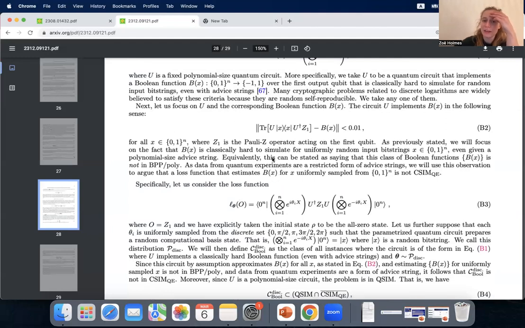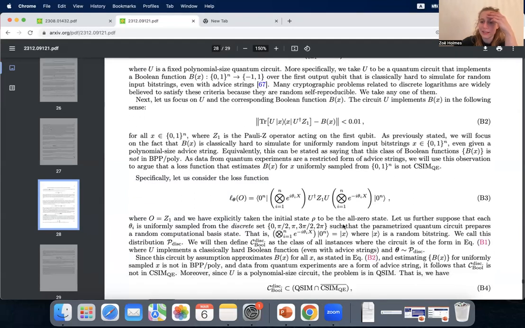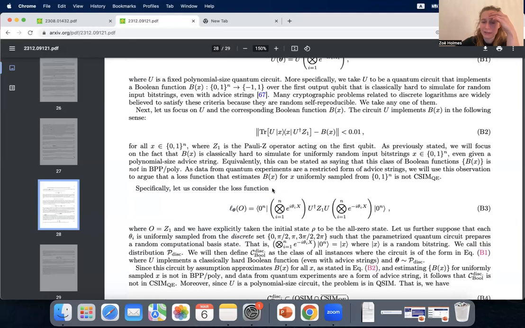Certain cryptographic Boolean functions are hard to estimate, so we can argue that you're not going to be able to simulate this classically, even with advice. So it's not in BPP/poly. And the fact that the Boolean functions are hard to estimate classically means that this is going to have a large variance. So you can connect the large variance with the hardness to simulate classically. I appreciate that was very quick, but that's the broad idea of how we cook the problem in, and it doesn't really look like a variational quantum algorithm in normal terms.